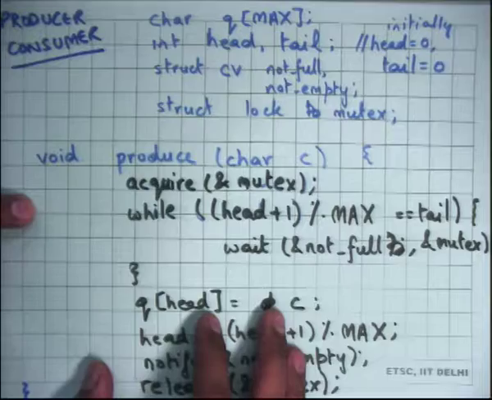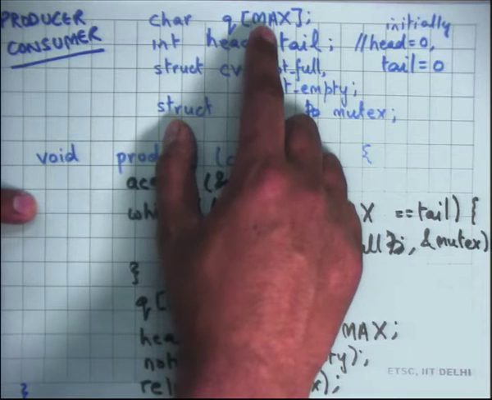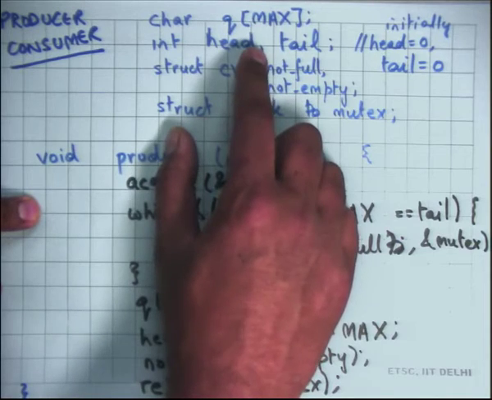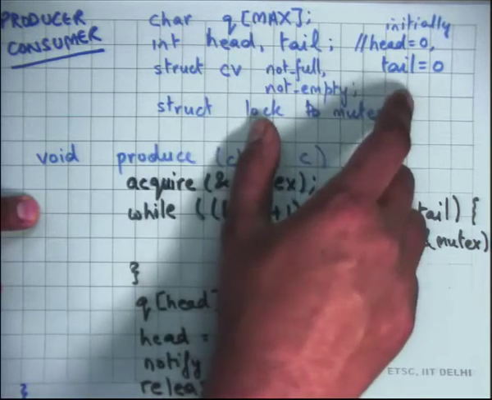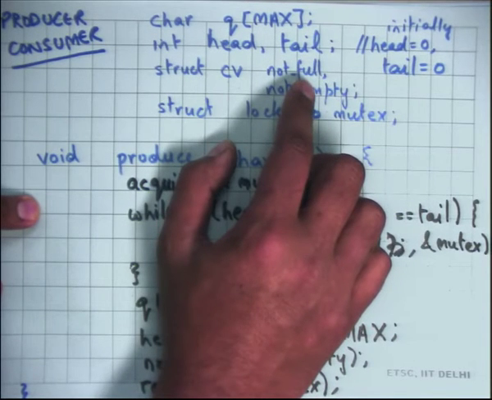All right. Okay. So let me go through this example in a little more detail. So let's say this is my circular array that I'm using to represent a queue. It has max elements. I have two pointers, head and tail. Initially, I set head and tail to 0.